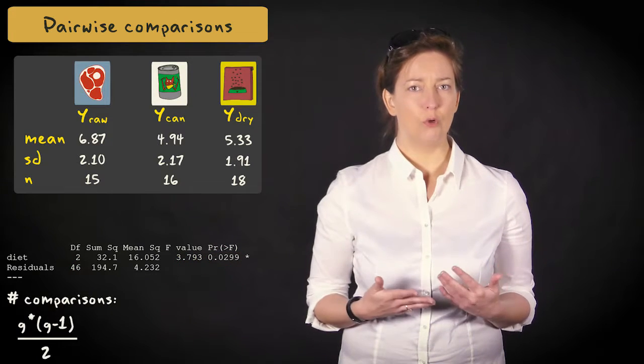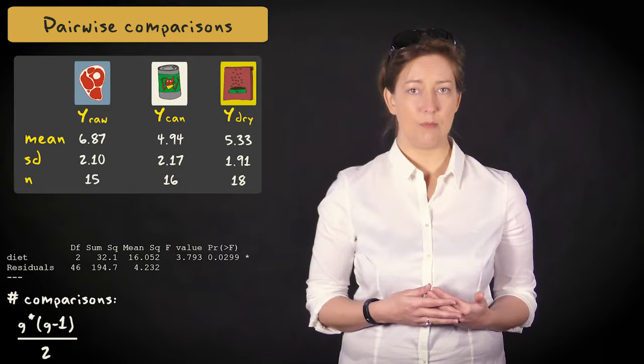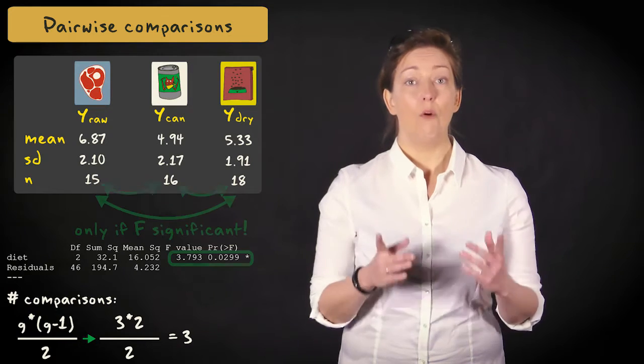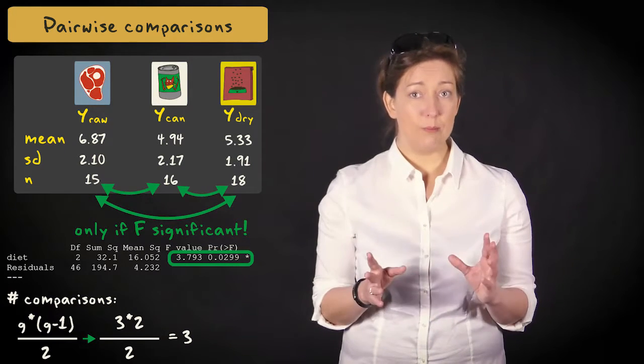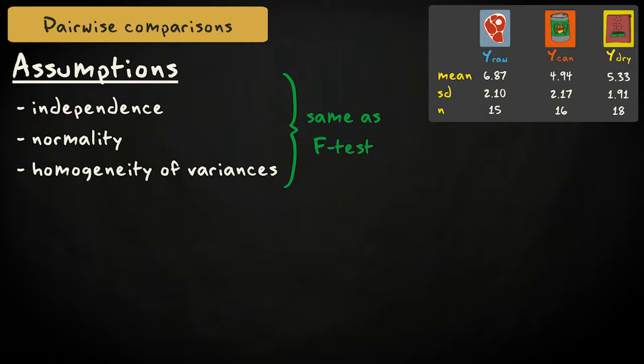If we have G groups, there are G times G minus 1 divided by 2 comparisons to be made. In our example, we have 3 groups, so 3 comparisons. Remember, these comparisons should only be performed if the overall test is significant. When we perform the comparisons, whether using pairwise t-test or confidence intervals, the same assumptions should hold as for the f-test: independence, normality, and homogeneity of variances. Of course, you'll have already checked these before performing the overall f-test.